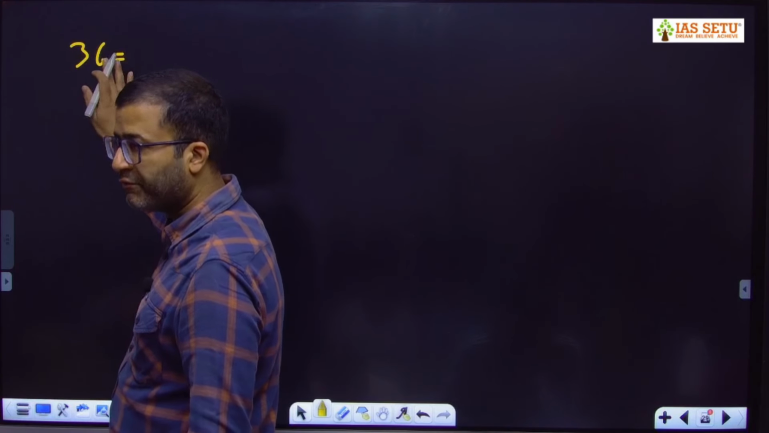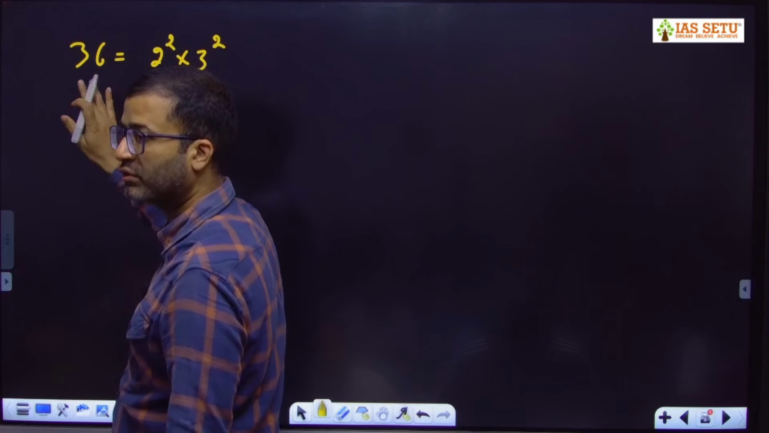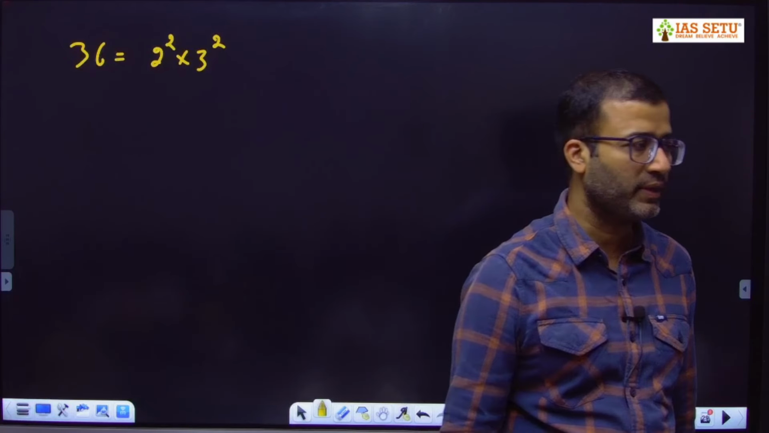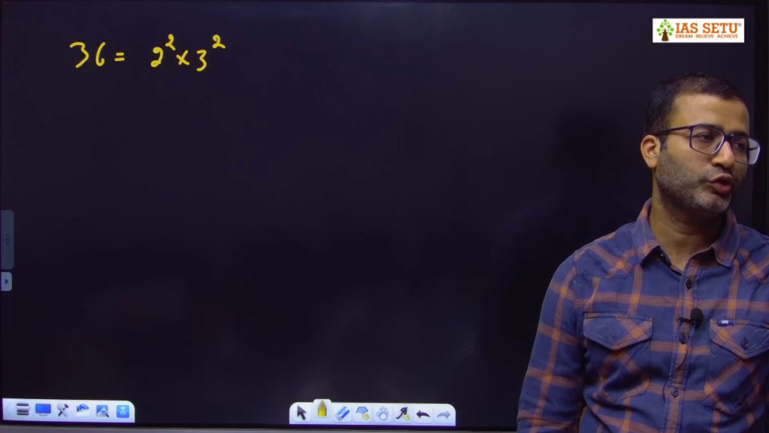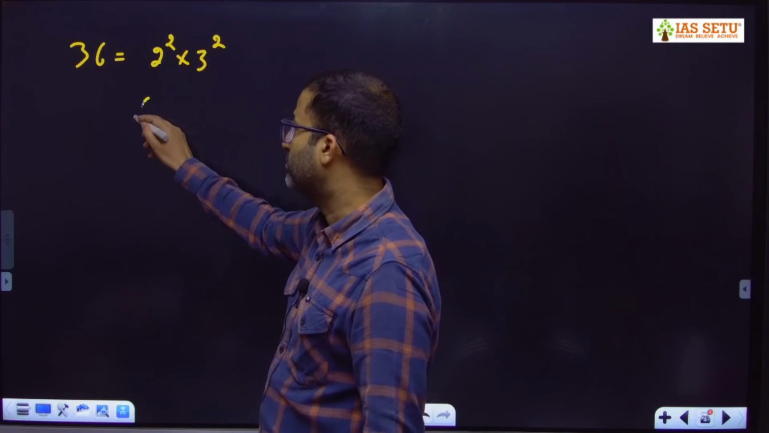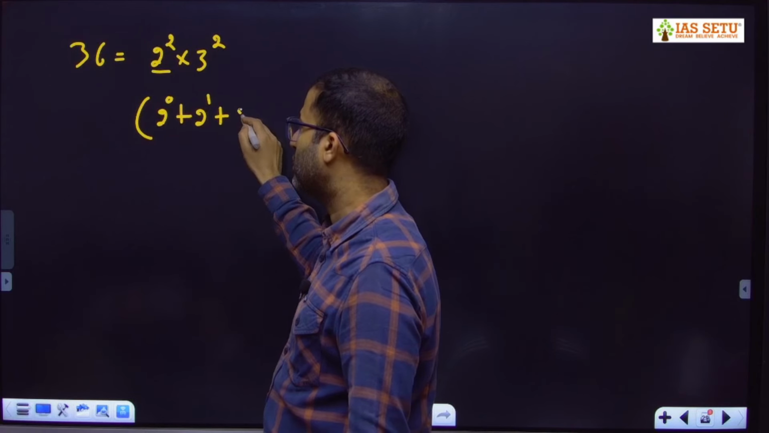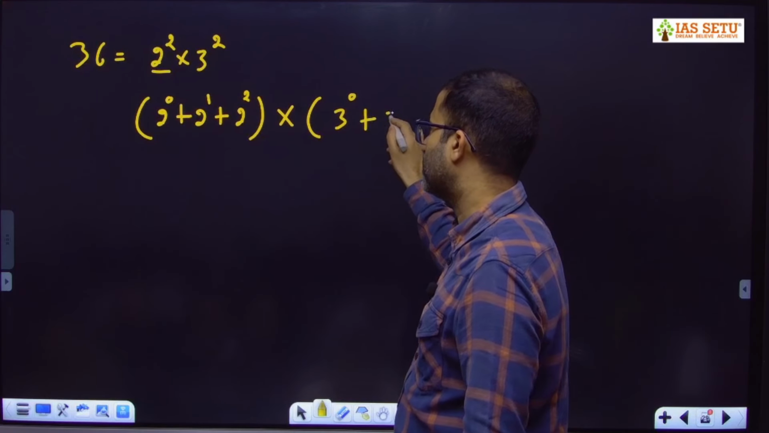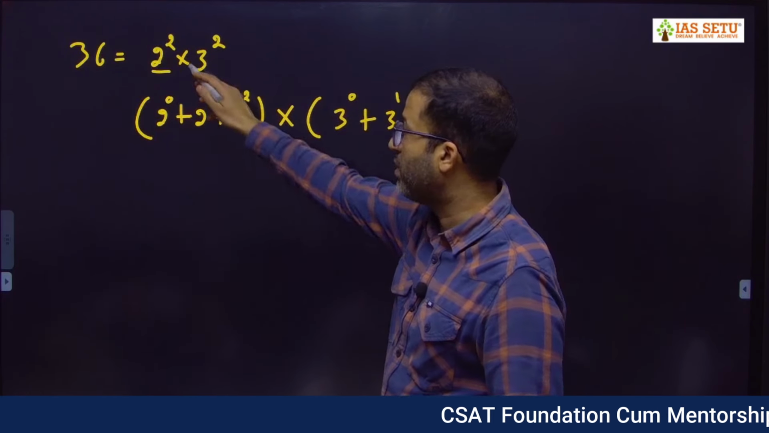36. And we know directly it is 2 square into 3 square because we have done this question. You can check. मैं prime form directly लिख रहा हूँ, so you can check with the school method. तो 36 is 2 into 2 into 3 into 3, 2 square into 3 square. Now next, bracket start 2 to the power 0 plus 2 to the power 1 plus 2 to the power 2. Second bracket start 3 to the power 0, 3 to the power 1, 3 to the power 2. कहाँ तक जाना है? In power तक.